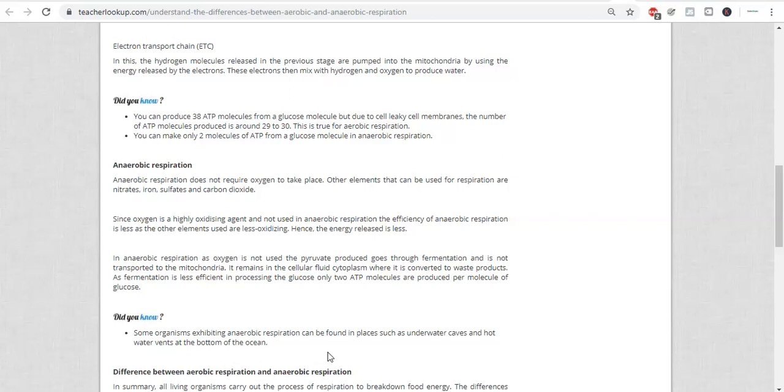You can only make 2 molecules of ATP from glucose molecules in the anaerobic respiration. Anaerobic respiration does not require oxygen to take place. Other elements that can be used for respiration are nitrates, iron, sulfates, and carbon dioxide.